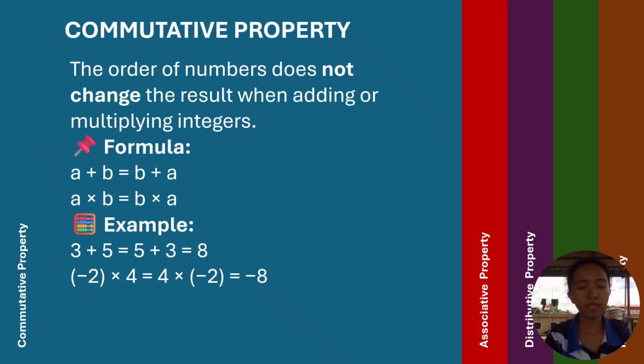For the commutative property, the order of numbers does not change the result when adding or multiplying integers. So the formula is a plus b is equal to b plus a, and a times b is equal to b times a. For example, here in the diagram below, 3 plus 5 is equal to 5 plus 3. The answer for both is 8. Negative 2 times 4 is equal to 4 times negative 2. The answer for both operations is negative 8.